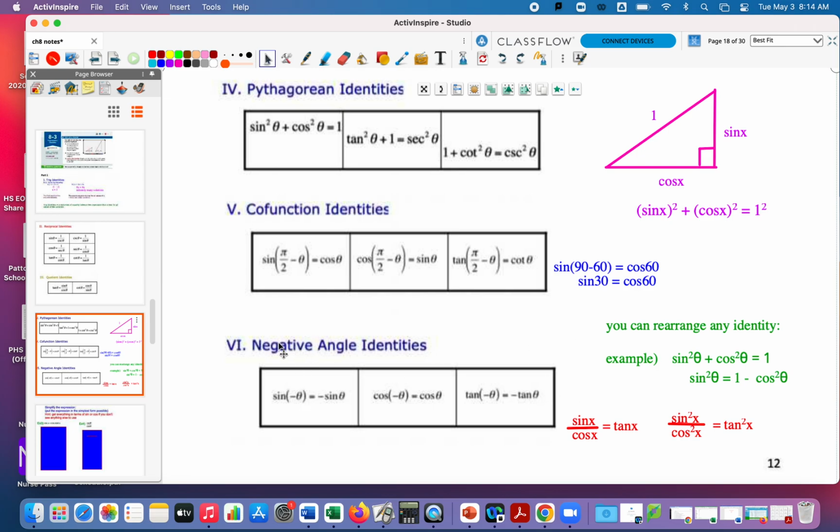We got some negative angles. I'd say these aren't as common, but they do pop up, and you can experiment with that. Try out a couple angles, see what happens. But yeah, these are probably the less used ones versus some of the others, but they might pop up here and there.